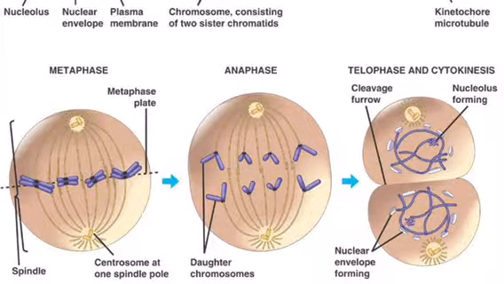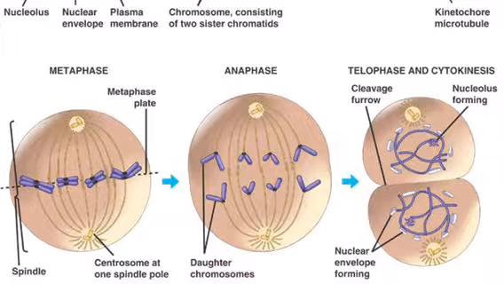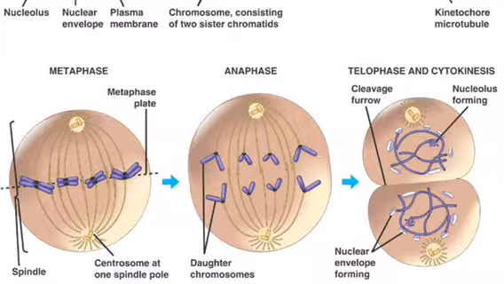Then you start anaphase. In anaphase, the centromeres split. Half the chromosomes move to one pole, half move to the other pole. As anaphase begins to stop, the chromosomes have almost reached their respective poles. The cell membrane begins to pinch at the center. If this is an animal, this is called a cleavage furrow.